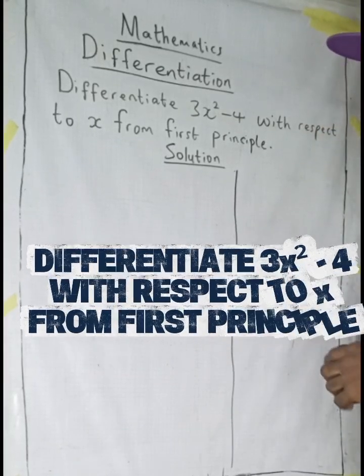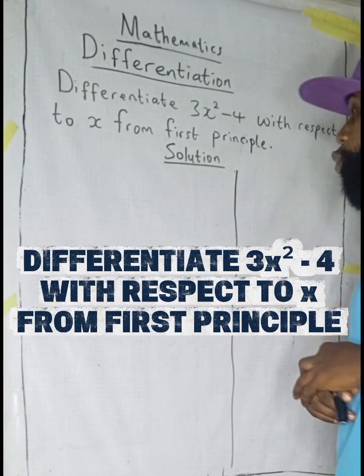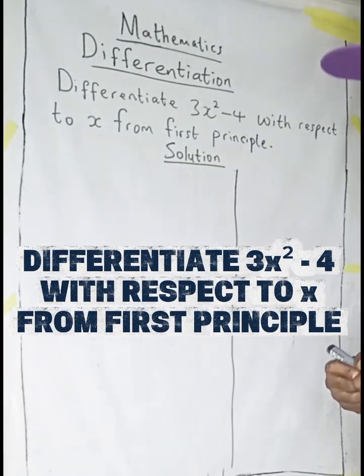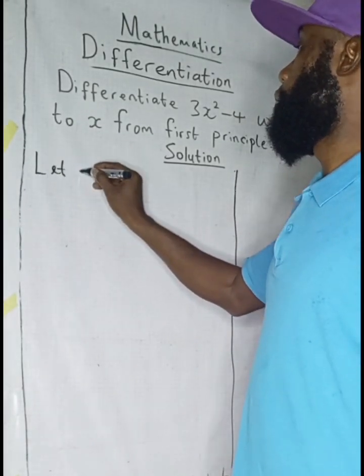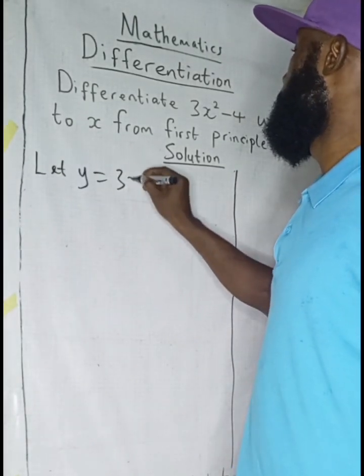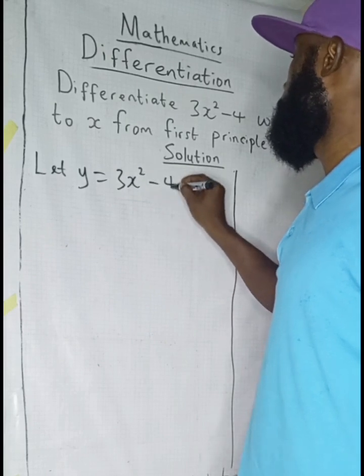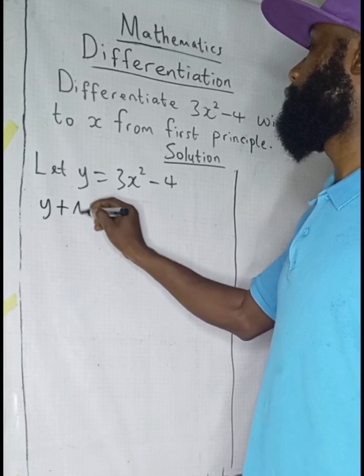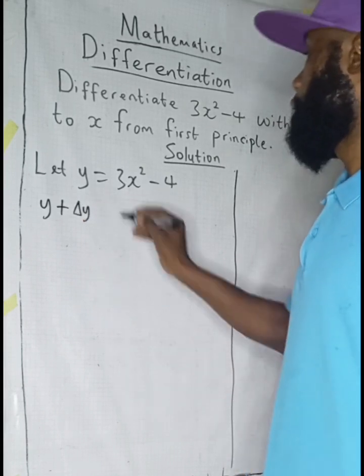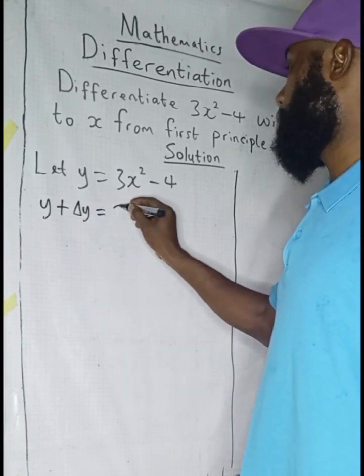Let us differentiate 3x squared minus 4 with respect to x from first principle. So let y be 3x squared minus 4. So anywhere you have y, we add change in y. And where you have x, we add change in x.